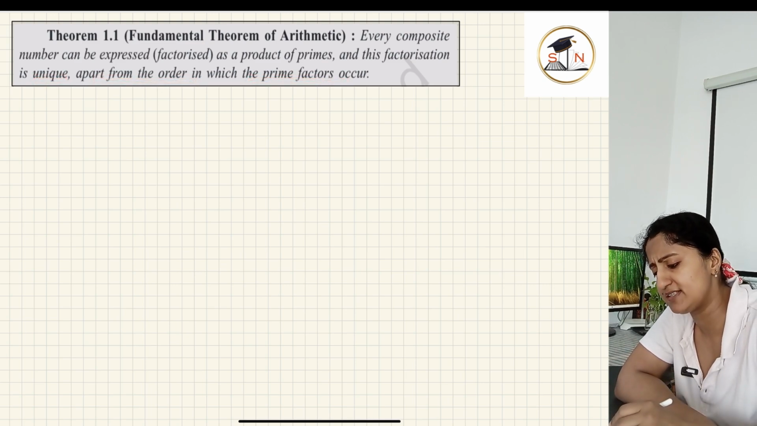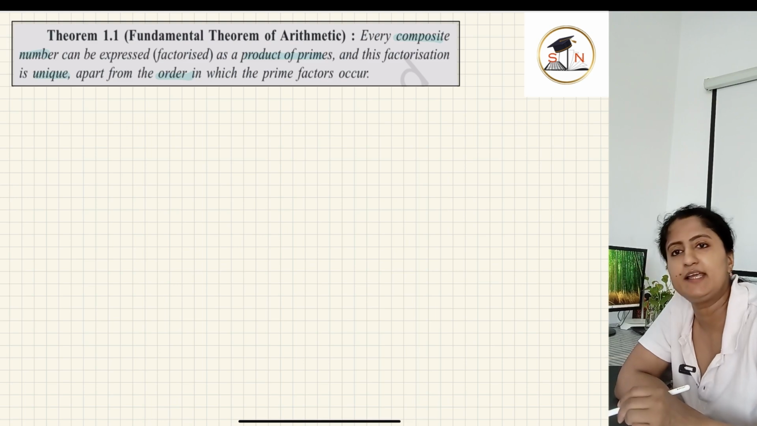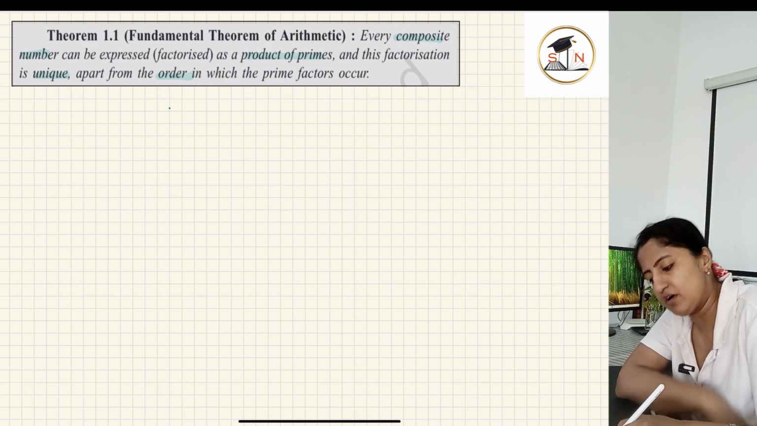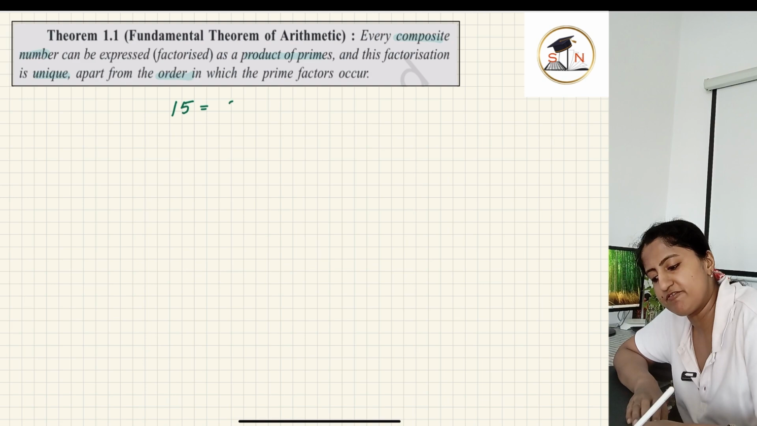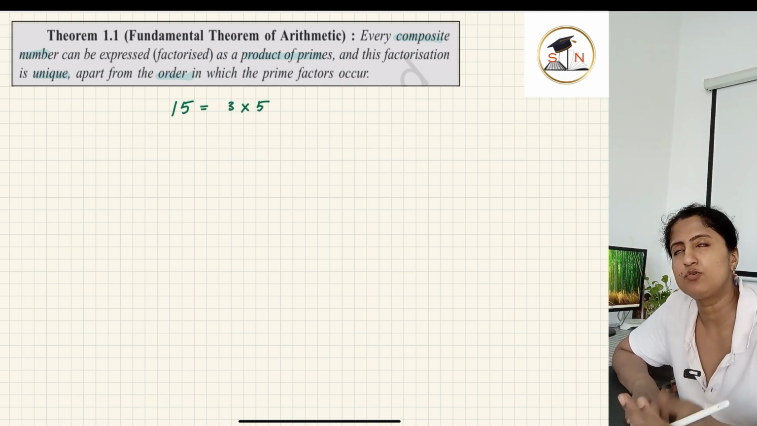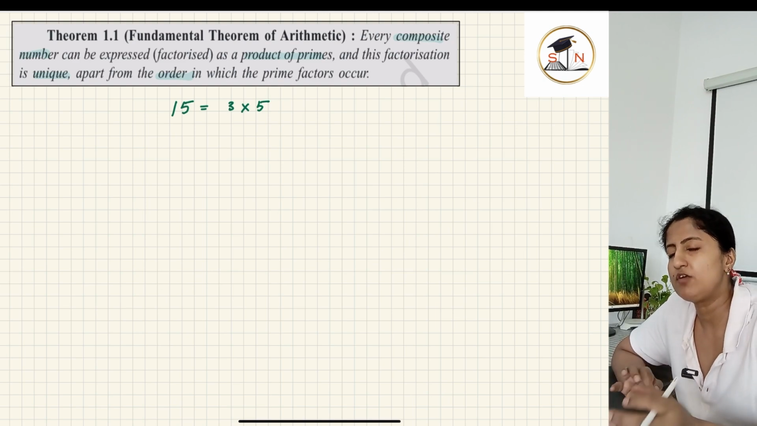Now, there are a few keywords that I will highlight over here: composite numbers, product of primes, unique, and the order. Now, what exactly does it mean? I will take an example and explain with the help of that. First, let's take an example, 15. 15 has two prime factors, 3 and 5. Whether you do 3 into 5 or 5 into 3, they will always result in 15. And these two numbers together, without any other number, will always result only in 15, which makes them unique.